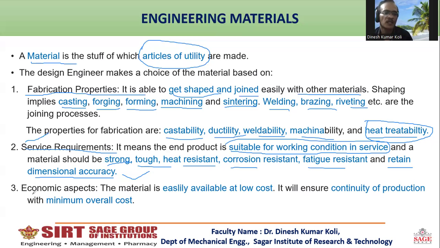Third is the economic aspect. It means the material should be easily available at low cost. If we take a material that is not easily available, then how can we use it for making any product? If the material is available, then definitely it should be available at low cost also. Otherwise, if it is costly, we cannot use it for maintaining production continuity. So it will ensure continuity of production. It should be available at minimum cost.